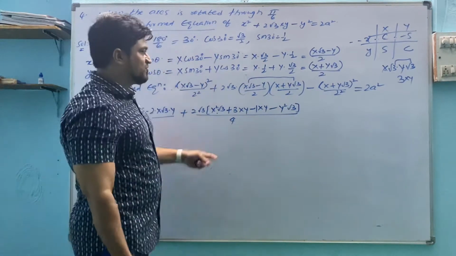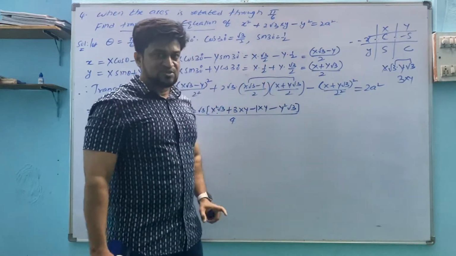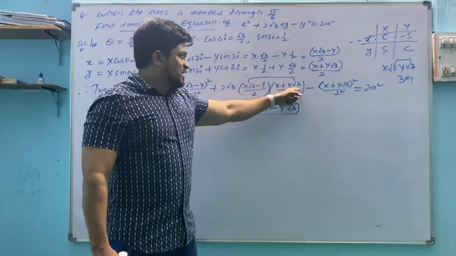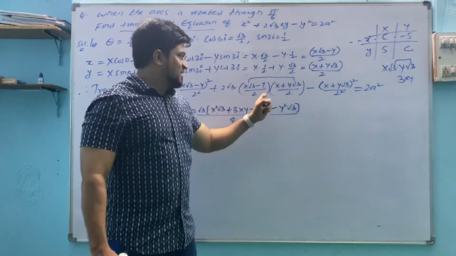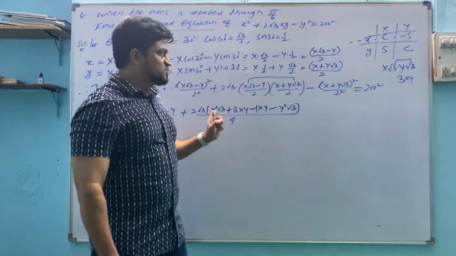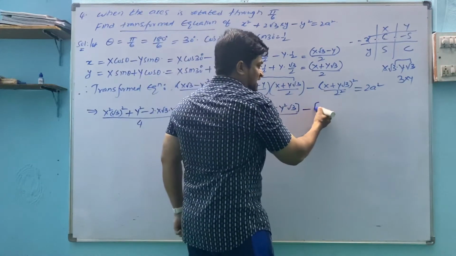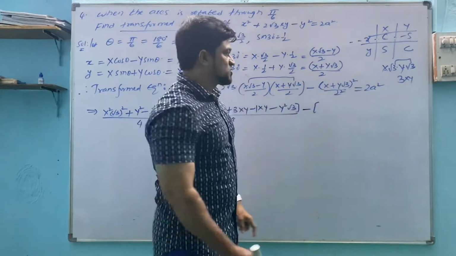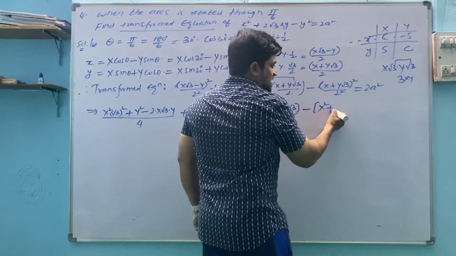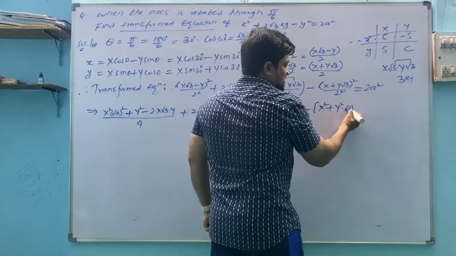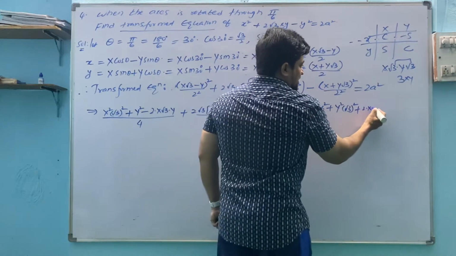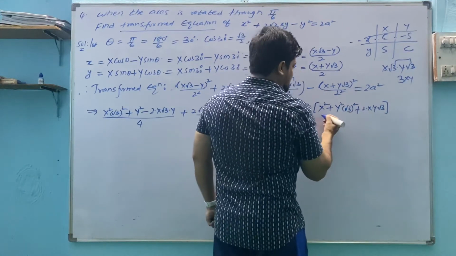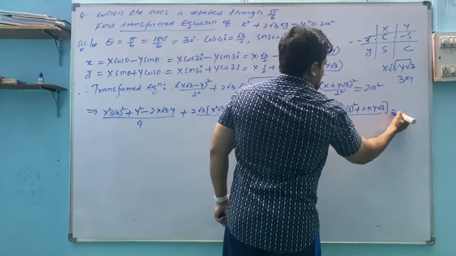Most important step of this problem is to multiply these two terms. How to multiply? First into first, first into second, second into first, second into second. Both are negative. Divided by 2 into 2 is 4. Minus of bracket you can start because minus then whole thing is there. So a plus b whole square. We have a square plus b square because b contains two terms, both will get squared. 2 into xy into root 3, xy root 3 divided by 4 equals to 2a square.